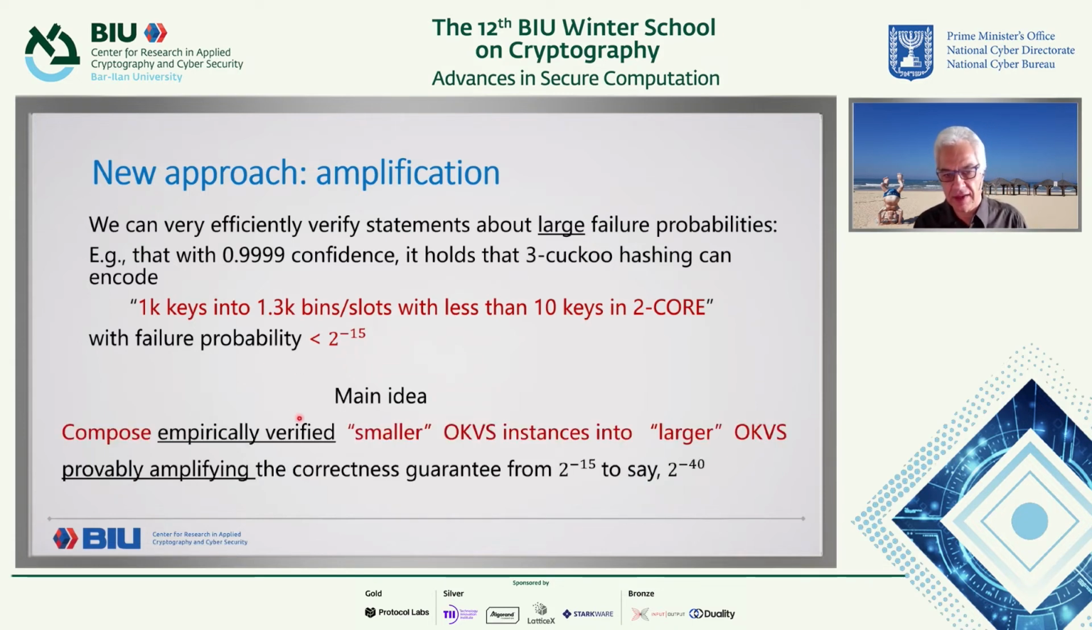So the main idea: we take smaller OKVS instances for which we have large failure probabilities, which we can empirically verify using experiments, and we compose them into an OKVS for many items, and we prove that the large one has a small failure probability, like 2 to the minus 40. So we take components that you can verify using very efficient experiments and build a large component for which we can prove a small failure probability based on the experiments.